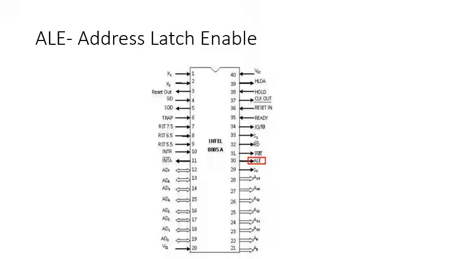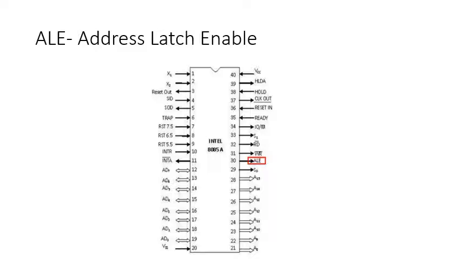While we were discussing the dedicated address lines, I told you that the higher order addresses come from the dedicated address lines, that is pin number 21 to 28. And while discussing the multiplexed address and data lines, I told you that the address as well as data come from these lines. This ALE signal will separate the address and data. Let us discuss how it is going to separate the address and data.